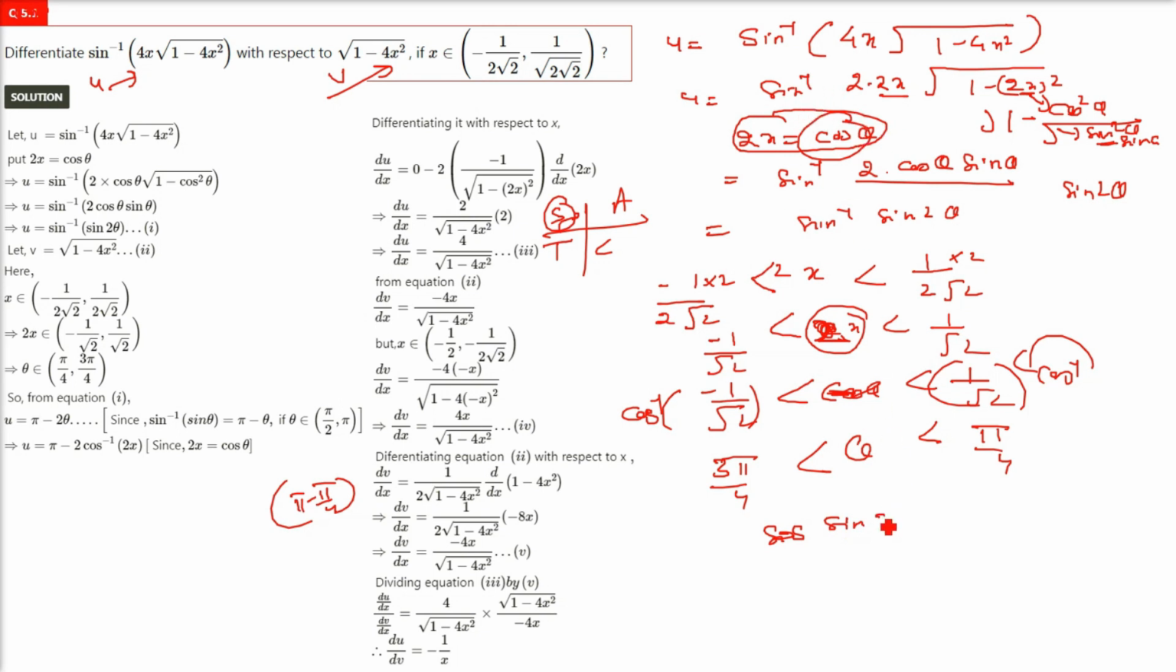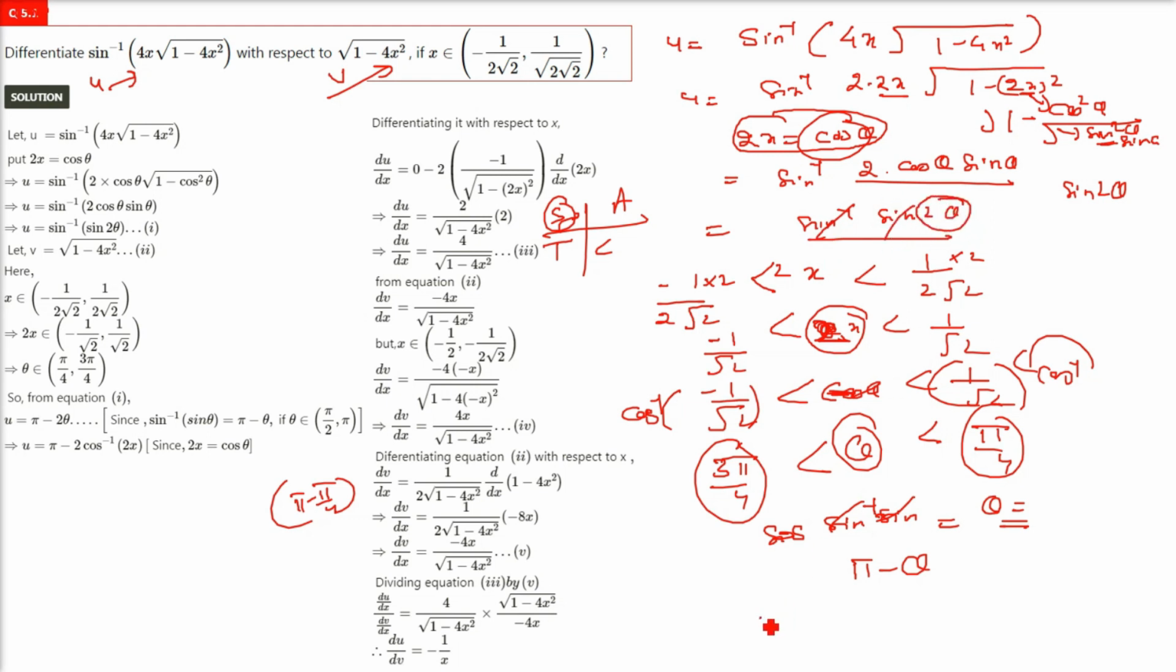When you cancel this, it has to be between a certain range, as I told you. And since 3 pi by 4 and pi by 4 is not in the range, you cannot just cancel these two. The answer should not come as 2 theta when you cancel sine and sine inverse. It will come as pi minus 2 theta, as in the previous question. So you will write it as pi minus 2 theta.